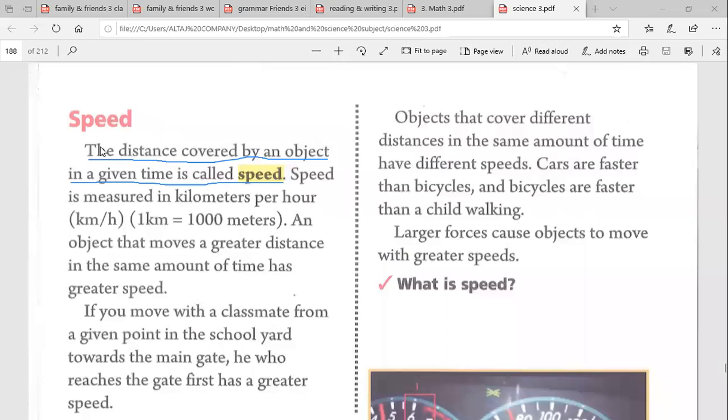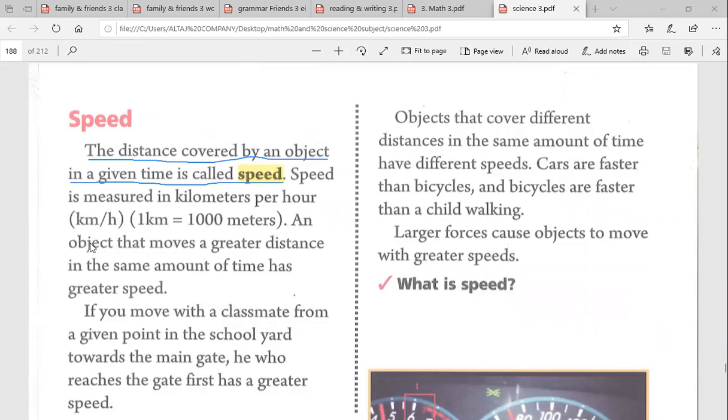Should we read it again? The distance covered by an object in a given time is called speed. Speed is measured in kilometers per hour. So this is the symbol for kilometer and hour. 1 kilometer is equal to 1,000 meters.